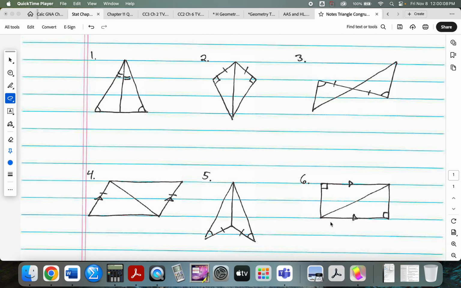So in all of these, we want to mark anything that we know is congruent, because we almost always need more things than is marked originally. So for number one, anybody, what can I mark on here?